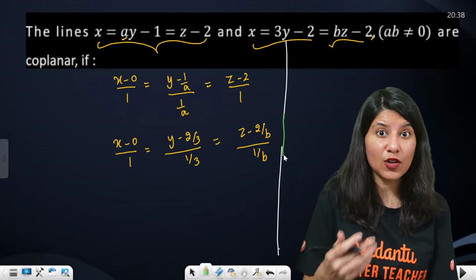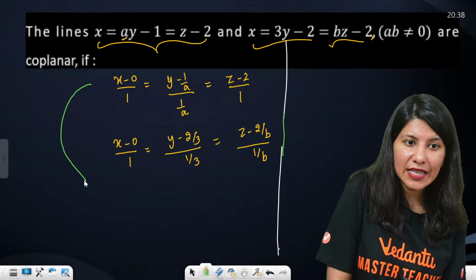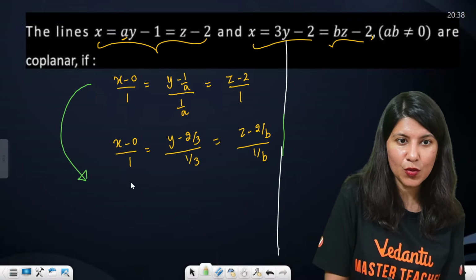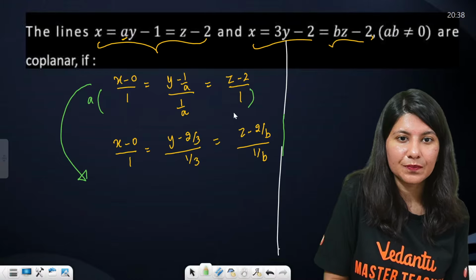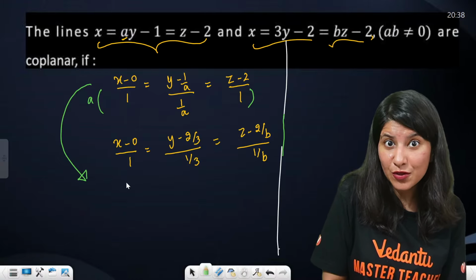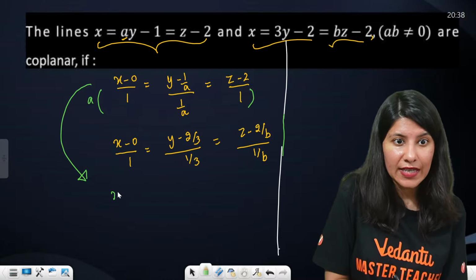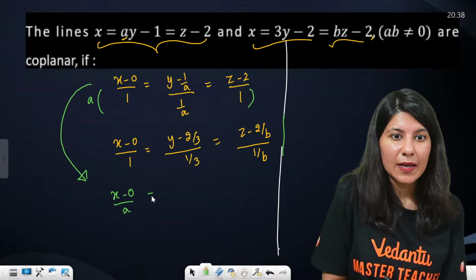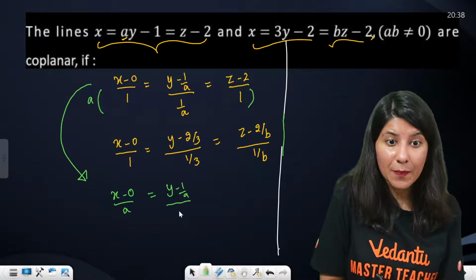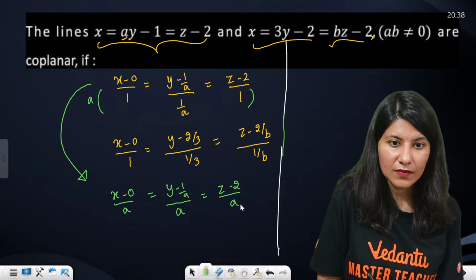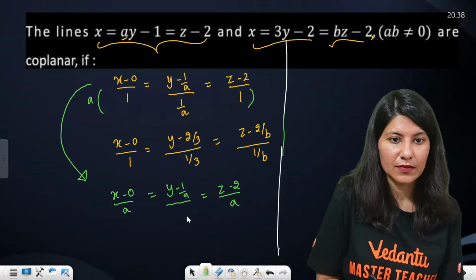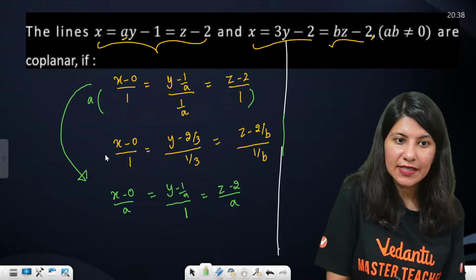So whenever in 3D geometry your direction ratios are in fractions, what you can do is rewrite them. Let me show you. I'm going to multiply this with a. Because they are direction ratios, I can multiply by anything I want. X minus 0 by a is equal to y minus 1 by a is equal to z minus 2 upon a. So sorry, this is 1. Correct.